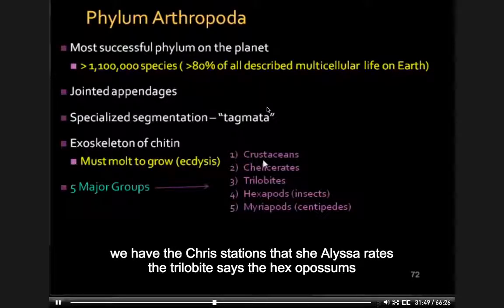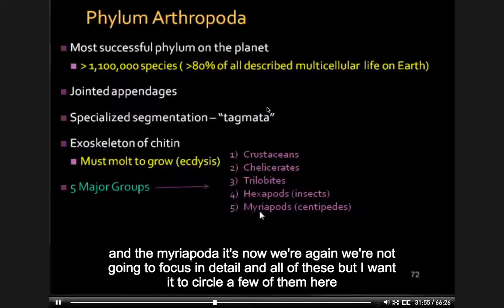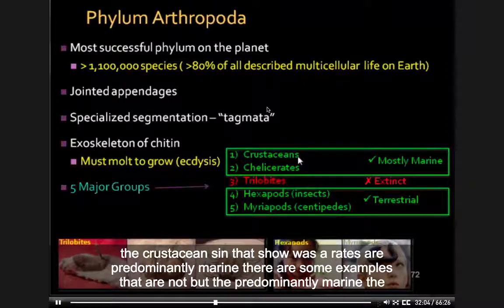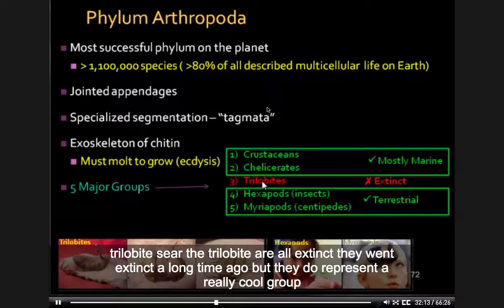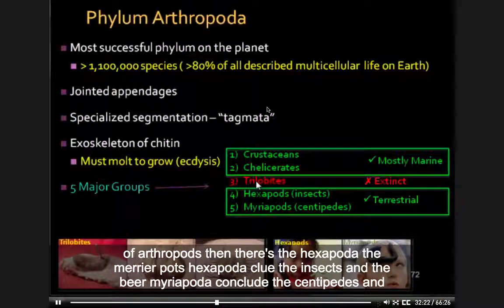Now, there's 5 major groups of arthropods. We have the crustaceans, the chelicerates, the trilobites, the hexapods, and the myriapods. Now, we're not going to focus in detail on all of these, but I wanted to circle a few of them here. The crustaceans and the chelicerates are predominantly marine. There are some examples that are not, but they're predominantly marine. The trilobites are all extinct. They went extinct a long time ago, but they do represent a really cool group of arthropods. Then there's the hexapods and the myriapods. Hexapods include the insects, and the myriapods include the centipedes and also the millipedes.